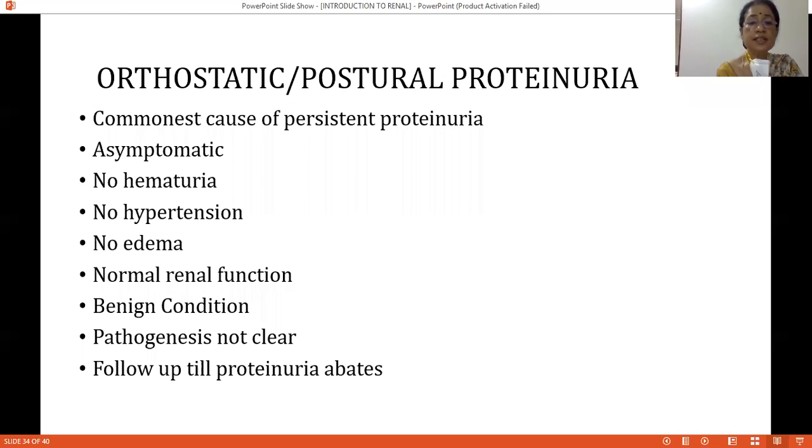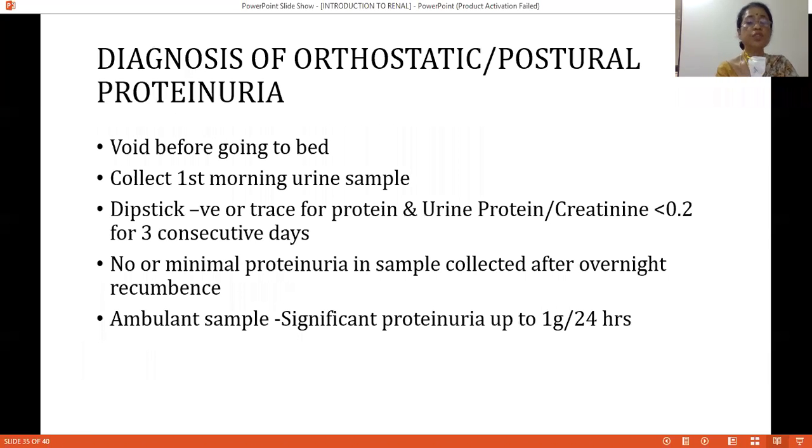Then orthostatic, this is important, orthostatic postural proteinuria. When you are in standing position, if you examine the urine, you will get the protein. But if you are lying down, then you won't get the protein. It is the commonest cause of persistent proteinuria. It is asymptomatic, not associated with hematuria, no hypertension, no edema, normal renal function, a benign condition. Pathogenesis is till now not clear, and follow up till the proteinuria abates. That is orthostatic proteinuria.